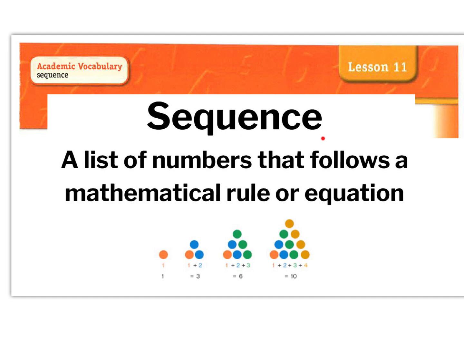Our word for today is sequence. This is a list of numbers that follows a mathematical rule or equation. So here's an example of a sequence. You start with 1 dot. Then you do 1 plus 2. Then you do 1 plus 2 plus 3. Then you do 1 plus 2 plus 3 plus 4. So then the next sequence would be 1 plus 2 plus 3 plus 4 plus 5. Okay? So in a sequence, there's a rule. So they're adding a number each time, but it's going up by 1.